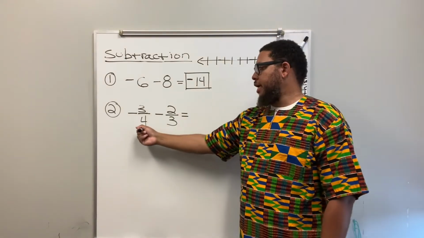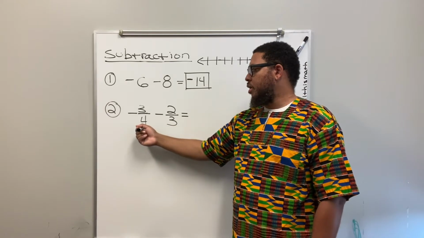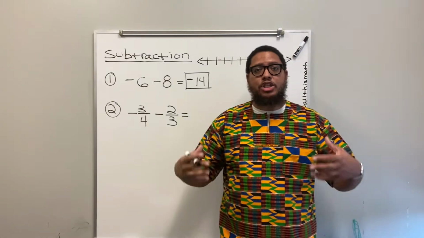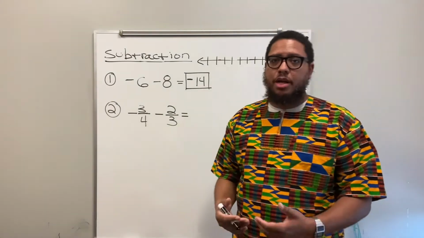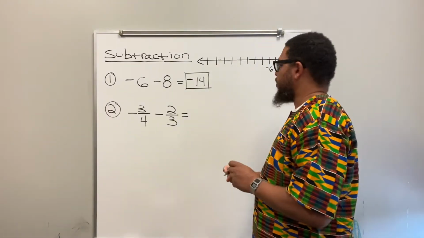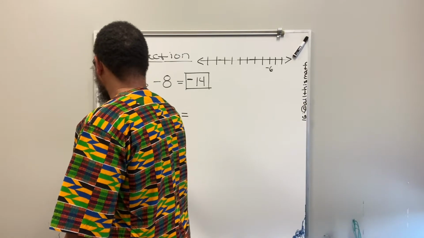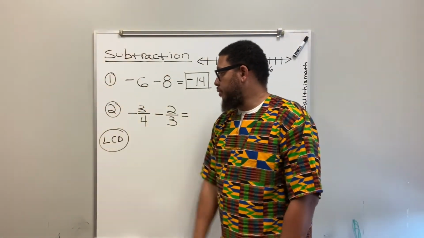So we want to ask ourselves, what is the smallest multiple of 4 and 3, or the smallest multiple that they have in common. That's where the C from LCD comes from. Matter of fact, let me write that down because that's important. You need an LCD.